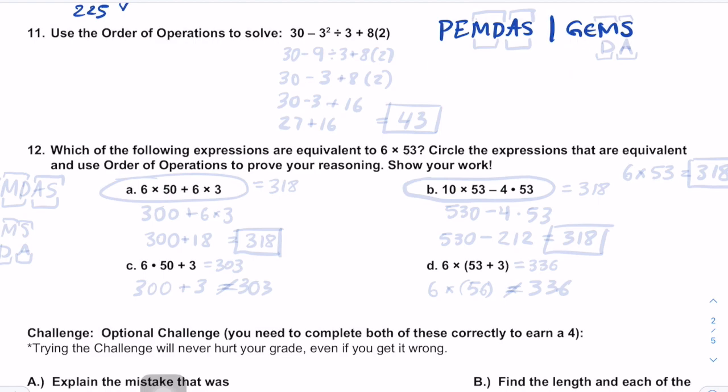So I do see the parentheses there, but there's nothing to solve on the inside. So I can go ahead and move to the next letter, which is E on both. So we have exponents that we have to solve for. I see that there is a 3 squared, so I'll go ahead and solve for that. I know 3 squared is 3 times 3, which gives me 9. I do rewrite the rest of this in the same way, so 30 minus 9 divided by 3 plus 8 times 2.